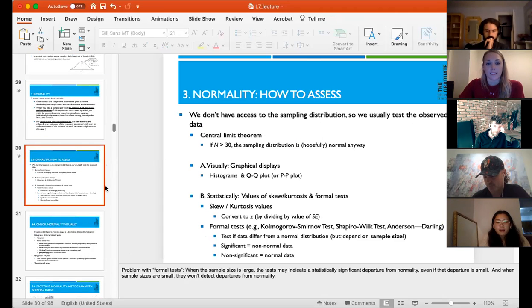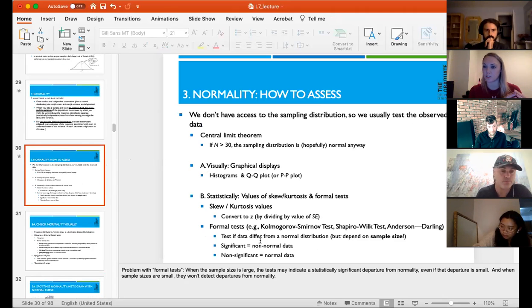So how to assess this? We'll go into R in just a second, and I'll show you how to do this within R. Essentially, because we don't have access to our sampling distribution, which we talked about is a hypothetical distribution, we usually test the observed data. We can't actually test the sampling distribution, because that's the distribution you'd get if I were to draw samples and calculate the mean an unlimited number of times, and I don't have access to that. So we're just going to use our sample as the proxy for that.